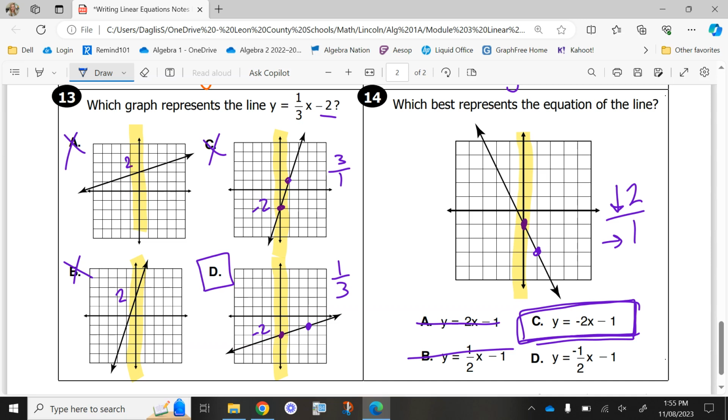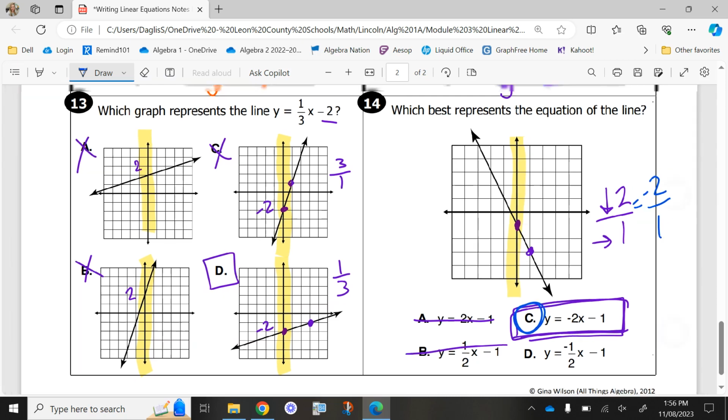We have the negative 1 in common, so we know our y-intercept is negative 1. That doesn't help me. The difference between C and D is the slopes. So C has a slope of negative 2, D has a slope of negative 1/2. So if I look at my points, I go down 2 and over 1. So down 2 is negative 2 over 1. So negative 2 divided by 1 just gives me negative 2. So that's why C was our answer for our last one.